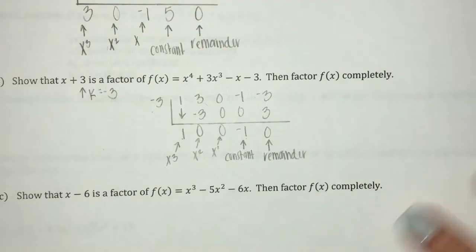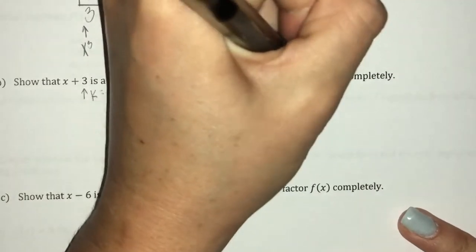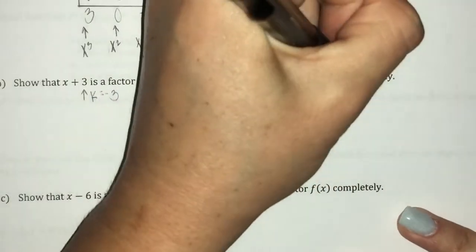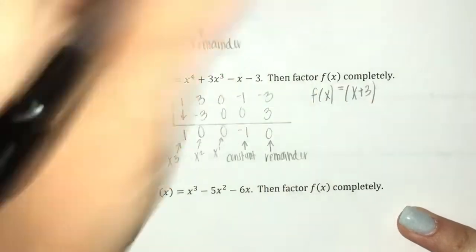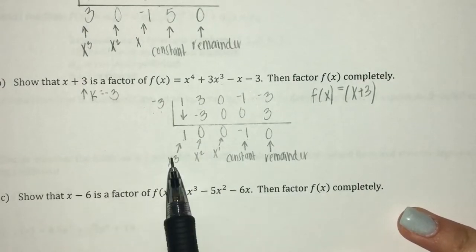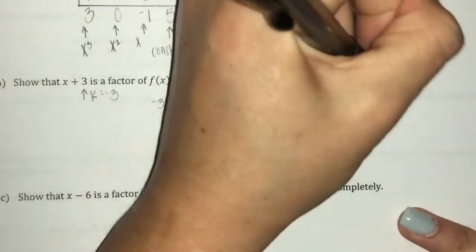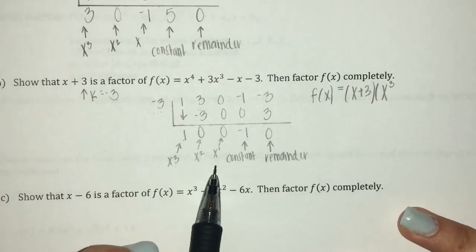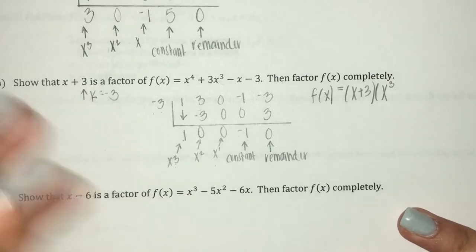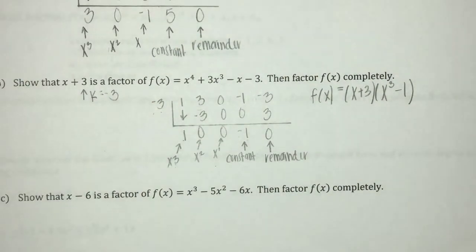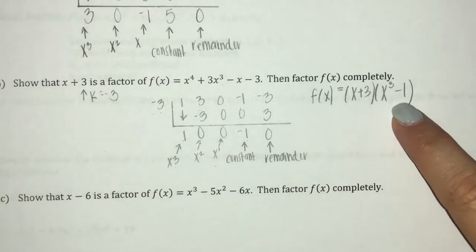So if we're factoring this completely, we can rewrite it as f of x, and then if we factor out the x plus 3, we're just dividing it out of f of x, and this is what we're left with. So 1x cubed, so times x cubed, 0x squared, 0x, and then minus 1 is our constant. And then you can check to see if it can be factored further, and it can, because this is a difference of cubes.